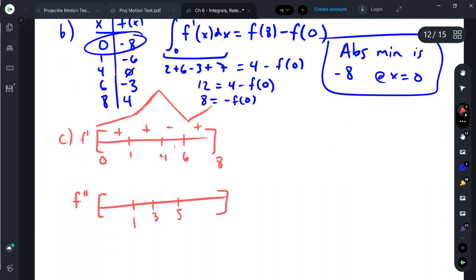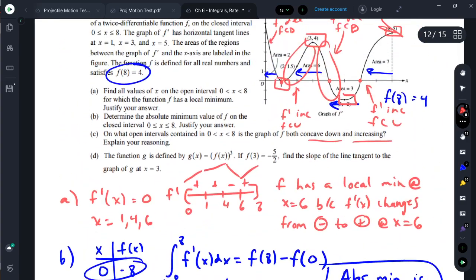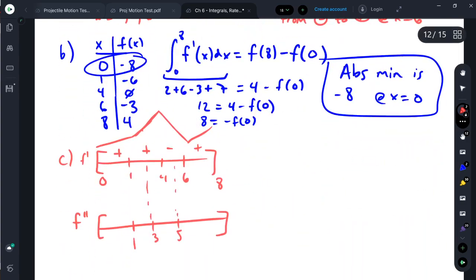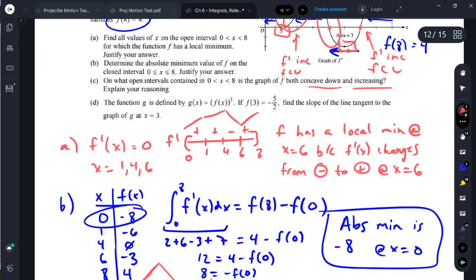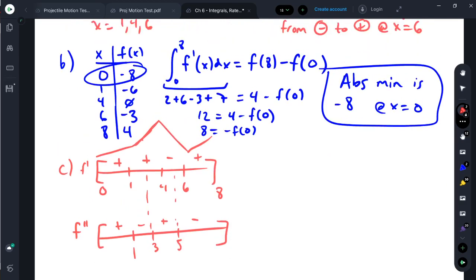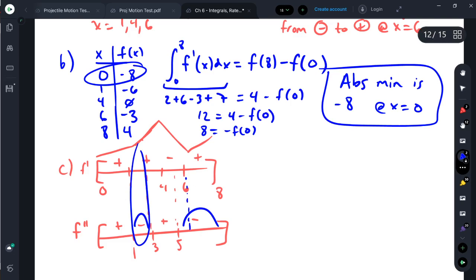I'm going to kind of draw these in the middle. And so we went concave down, concave up, it kept switching, right? Positive, negative, positive, negative. So we wanted to know where is this graph both concave down and increasing. So concave down is here and here. And we wanted to know concave down and increasing. Well, this graph is increasing and concave down there, and then there.